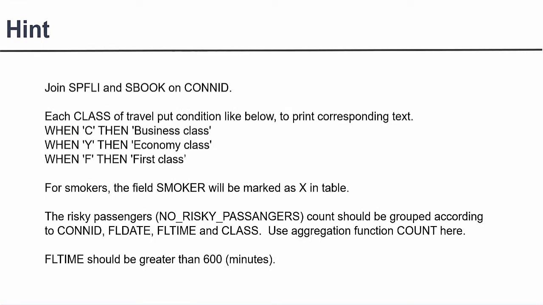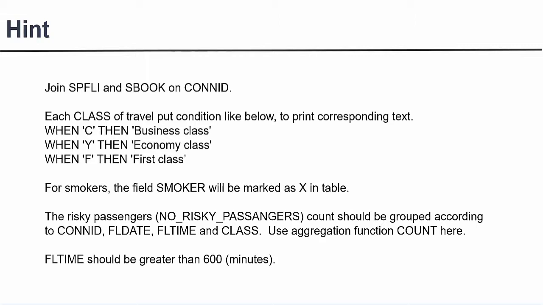Before going into the source code, check the necessary steps to be taken care of. In the source code, you have to join the tables SBook and SPFLI. Each class of travel, which is business, economy or first class, has to be printed with the corresponding text. You can check the condition on the class.